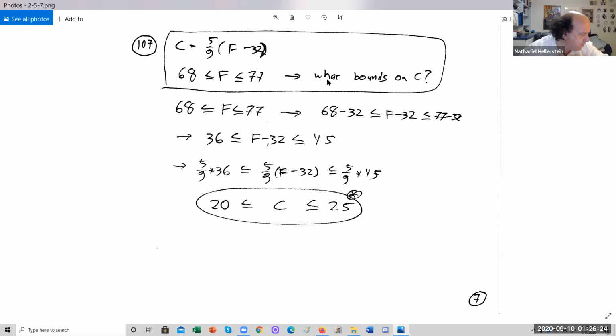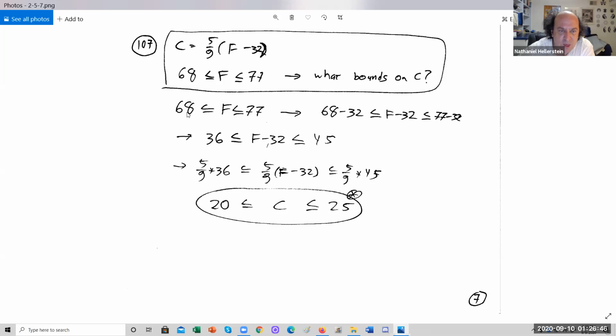If f of x, and here we have the Fahrenheit centigrade or Celsius conversion. Centigrade degrees, I prefer calling it centigrade, but I'm told the PC name for it is Celsius. C is 5/9 of the Fahrenheit degree minus 32. Now, if F is between 68 and 77, what are the bounds on C?